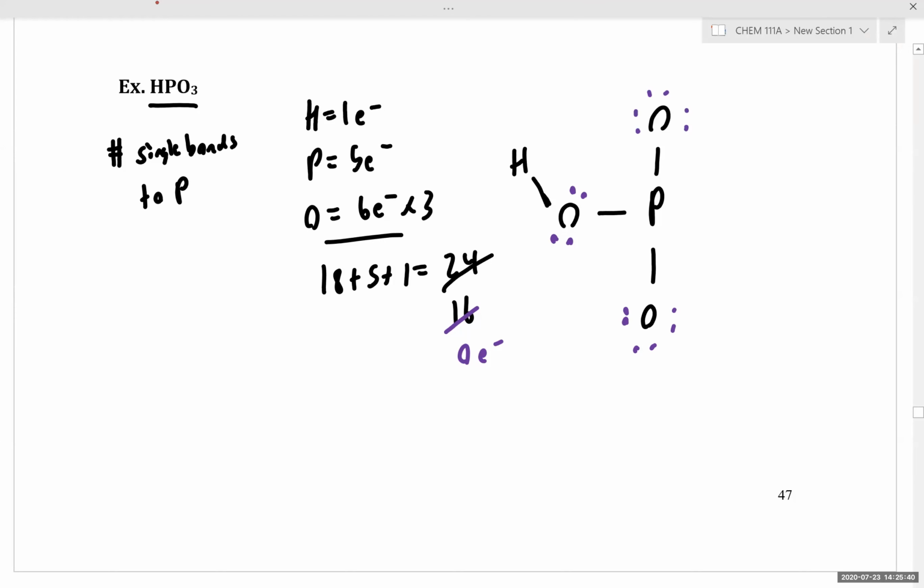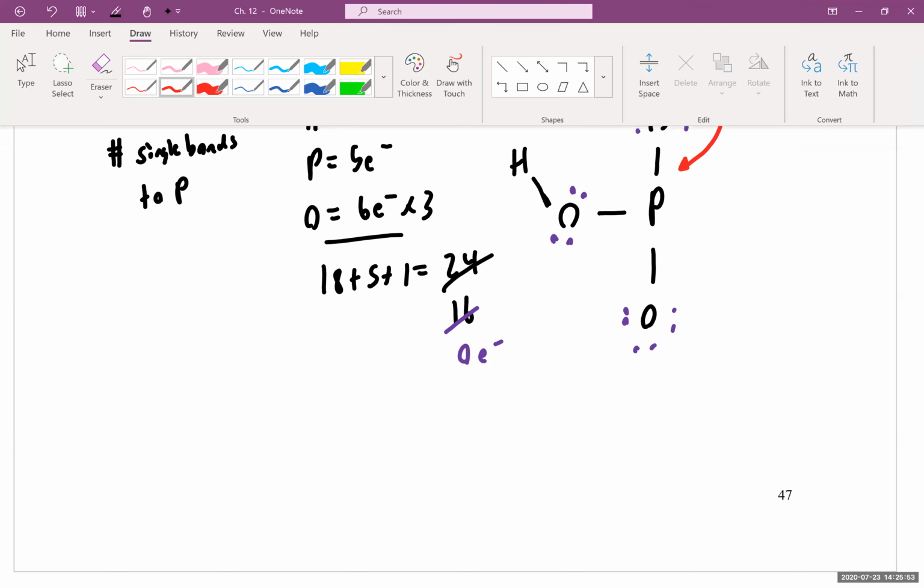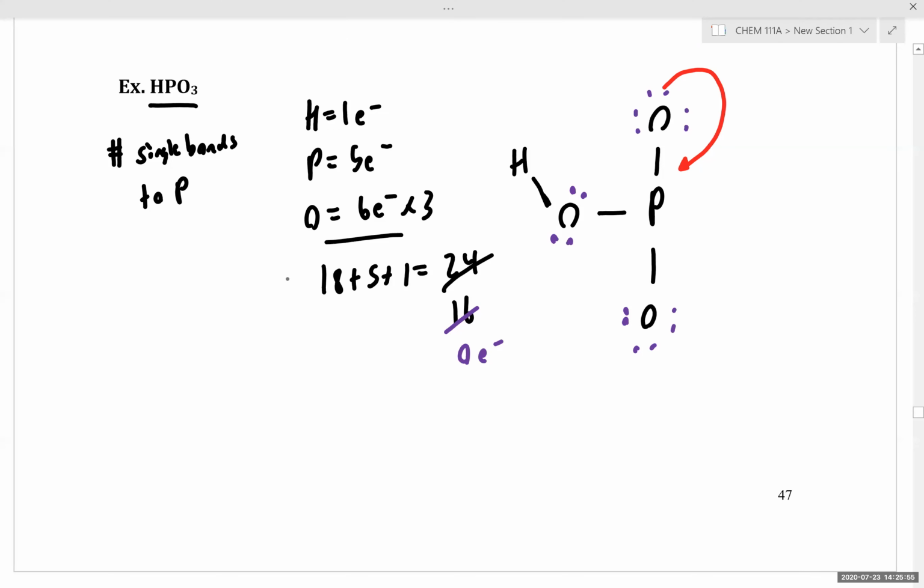And now my question for all of you is, why am I choosing the oxygen atoms on the right for this process? Why don't I use the oxygen atom on the left? Would someone like to provide the reason? The oxygen with the hydrogen is full. That's on the right track.